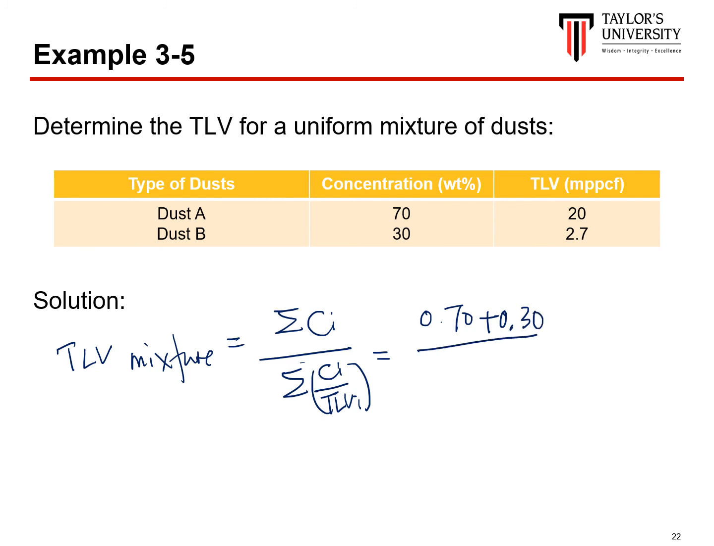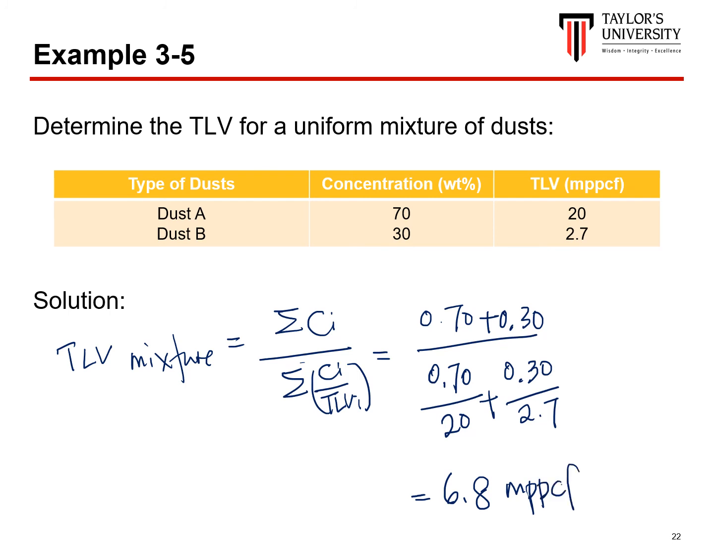over 0.7 divided by 20 plus 0.3 divided by 2.7. And in this case, we have the data of 6.8 since it's talking about the MPPCF unit. So there you go. The TLV mixture for this mixture of particles dust A and B is 6.8 millions of particles per cubic foot.